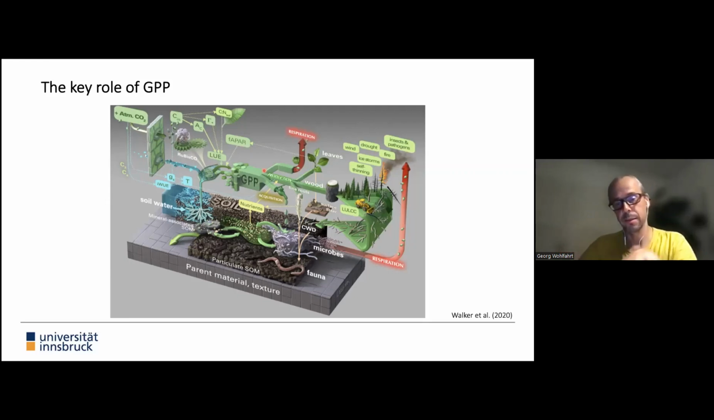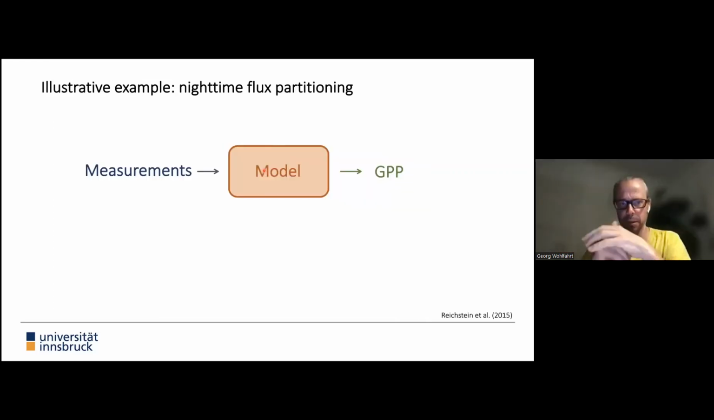So for me, this is really an important point, and I want to illustrate it with an approach that many of you may know. That's the CO2 flux partitioning. That's, for example, applied in a consistent fashion within the FluxNet project. So whenever you download some FluxNet data from some site, the GPP and the ecosystem respiration have been derived from such a flux partitioning algorithm. And here it's important to keep in mind that we have some measurements, they are fed into a model, and then we get the GPP.